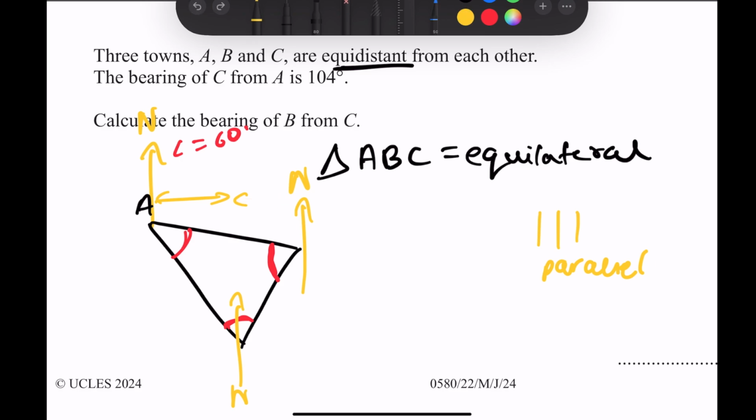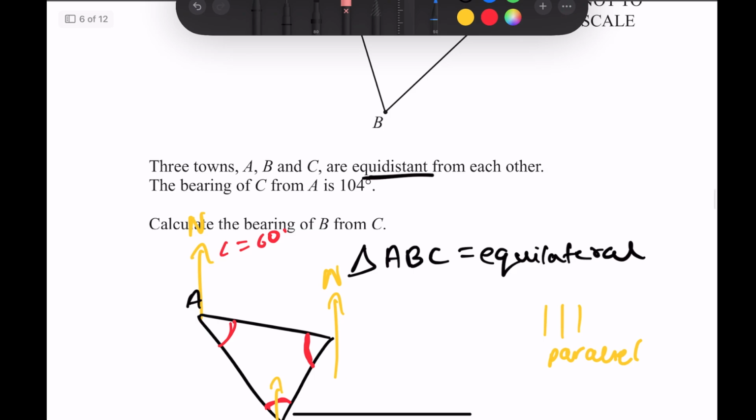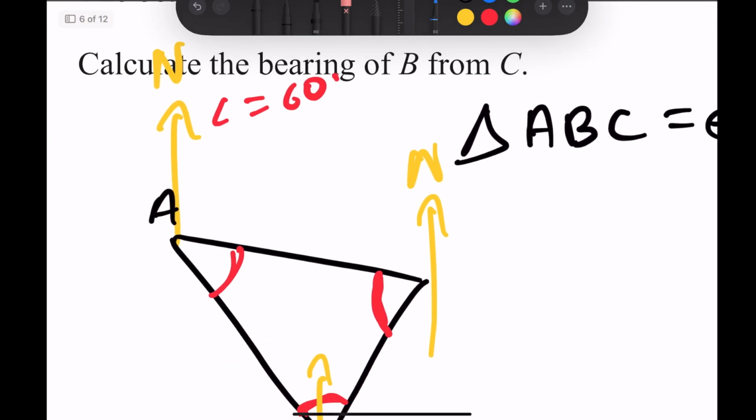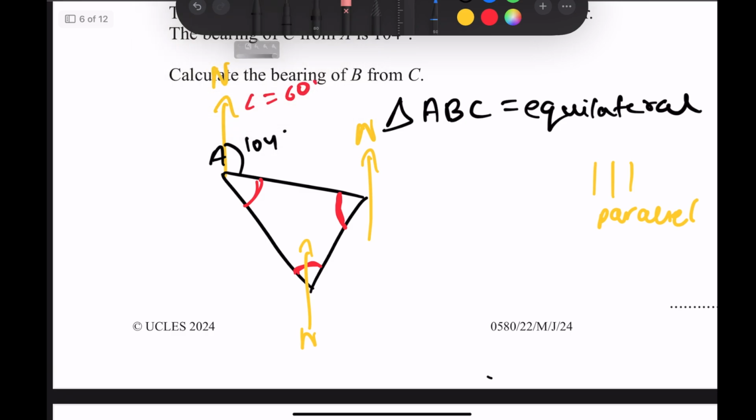Therefore, this makes them parallel since they never meet. So with these couple of facts down, the last fact is that the bearing of C from A is 104 degrees. This is the last given fact in the question. Now we can use our own methods to find out the bearing of B from C using the parallel angles law.